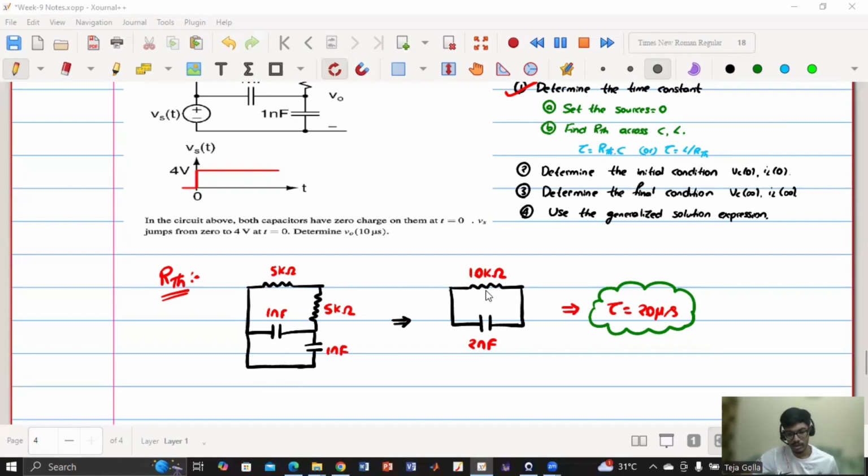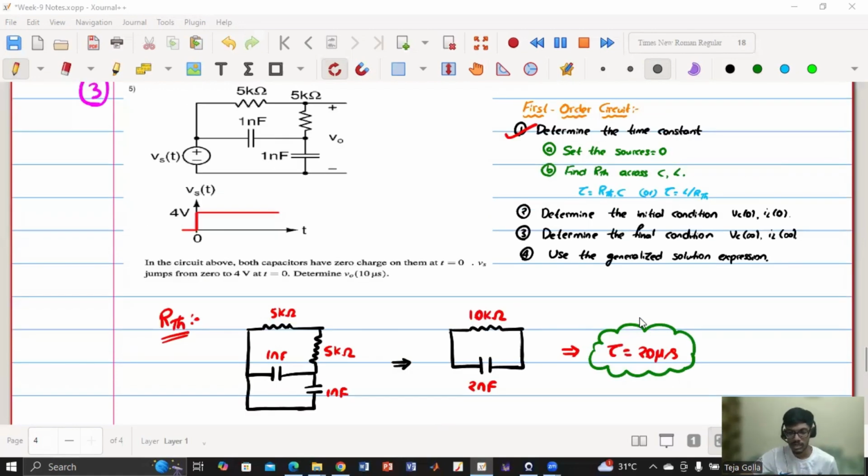And then we are seeing it is coming as 10 kilo ohm and 2 nanofarad. So that's why tau is 20 microsecond. I have not said at any two terminals we will be measuring. That we will not do. We will just simplify the circuit after removing the source. So that's what we have done.